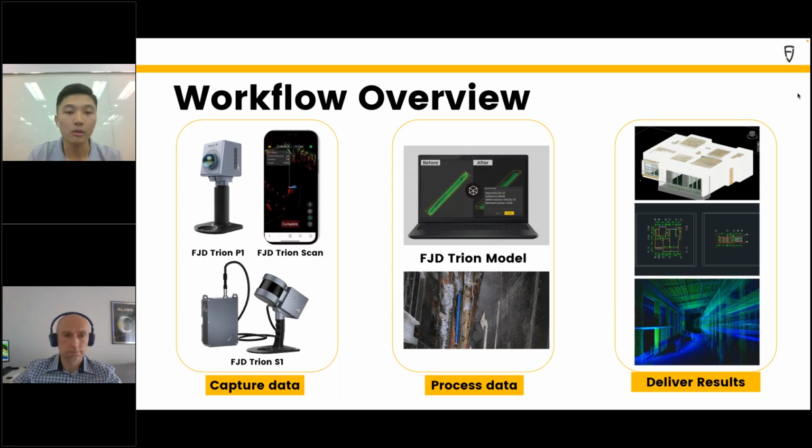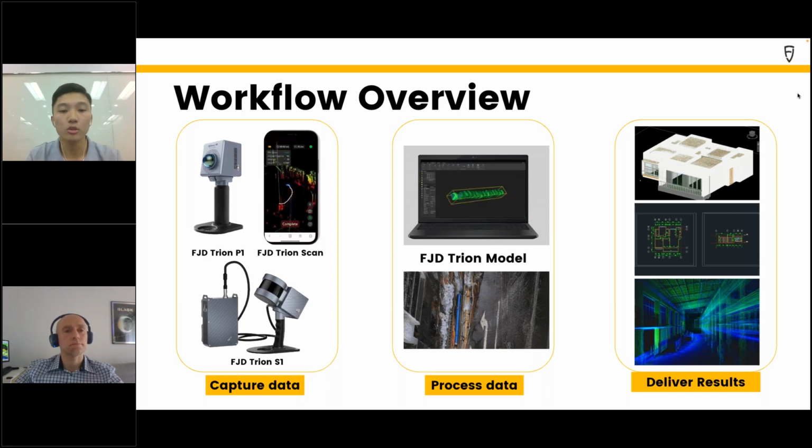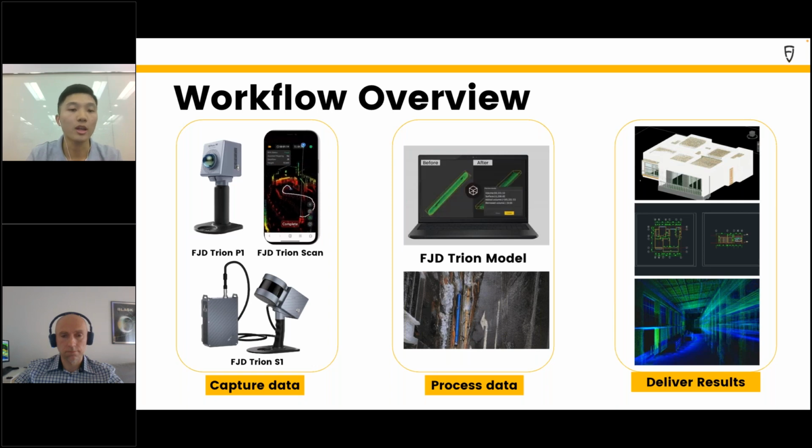Then in the middle part, we will download the data and process it in our point cloud processing software called FJD Trion model, so that we can manipulate the model to create deliverables such as what we need. We might want to chop out the project areas, measure the areas and volume, or even generate some floor plans or a more refined dense point cloud model. Finally, on the right-hand side, all the data we captured can be processed in other software, for example Autodesk Revit, AutoCAD, MicroStation, or whatever BIM model software that you guys are using.